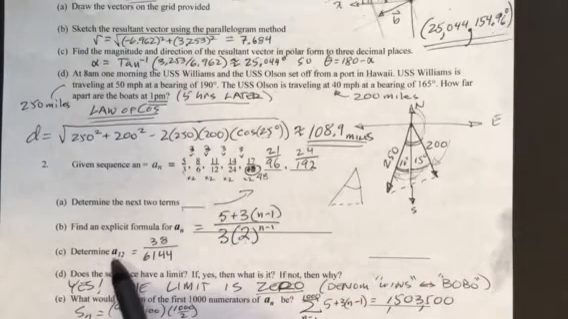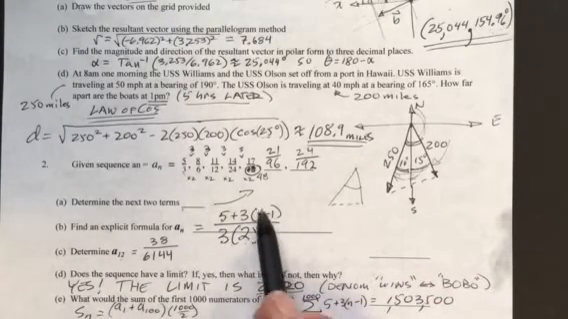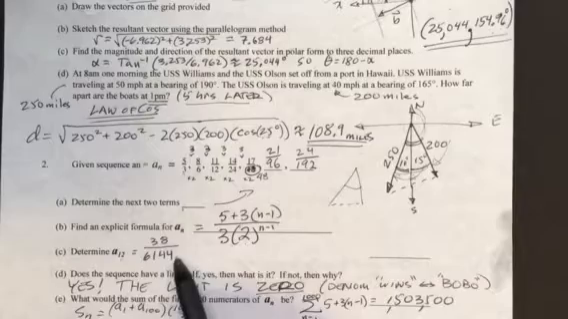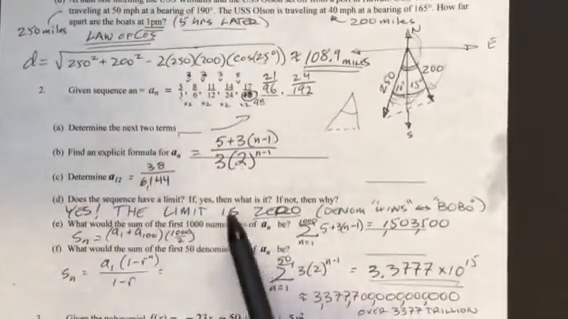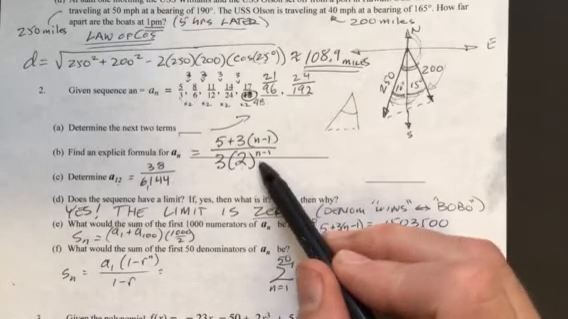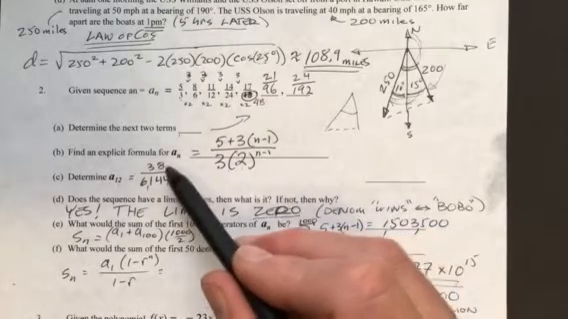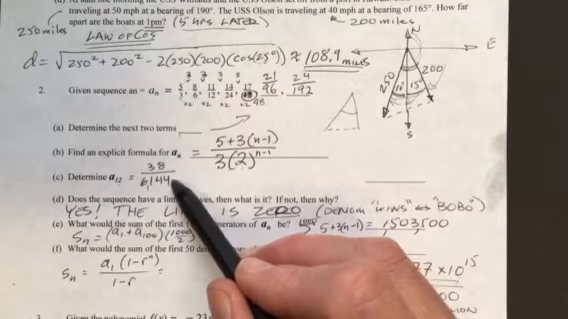Determine a sub 12, the 12th term. When I plug in 12, both top and bottom, I get 38 over 6,144. Does the sequence have a limit? Heck yes, it does. That bottom is getting really big really fast. That is going to get closer and closer and closer to 0.